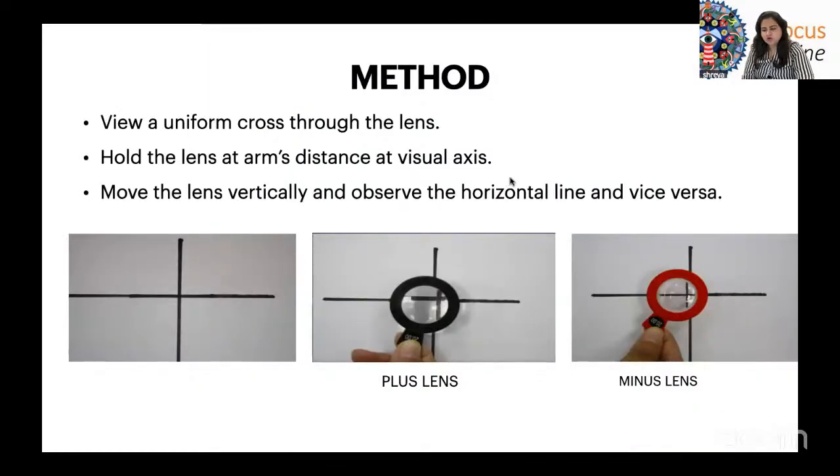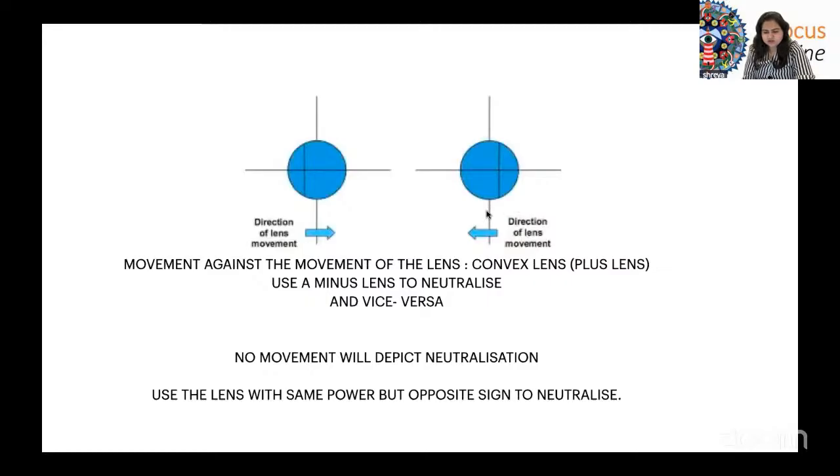So how do we go about it is that we take the lens and then we see a uniform cross through the lens. The lens has to be held at arm's distance at visual axis, and then it has to be moved vertically, and the horizontal lines are to be observed, and while moving it horizontally, the vertical lines are to be observed. So in this particular diagram, while we are moving the lens in one direction, the image is moving in the other direction, which tells that this is a convex lens, that it is a plus lens, and vice versa is true in the case of a concave lens.